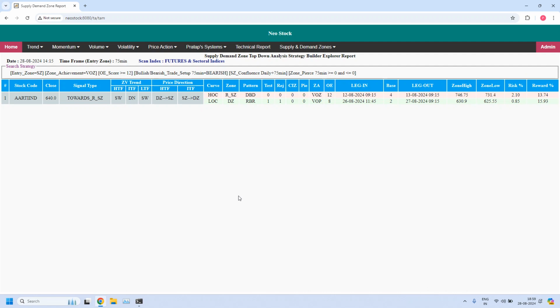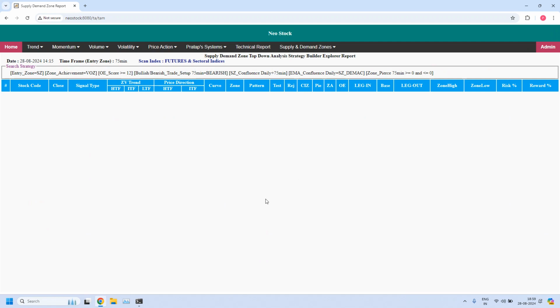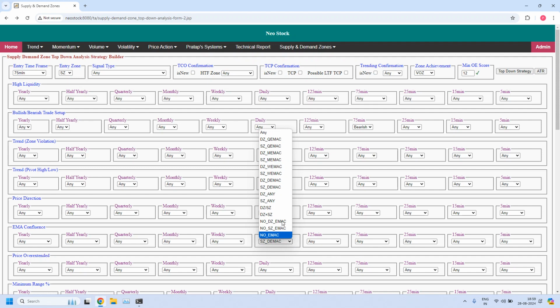Good. Now let's verify this zone is also having any EMA confluence. Daily EMA confluence, because ITF is daily. 75 is having confluence with daily. So daily EMA confluence. I am checking supply zone with daily EMA confluence. Daily supply zone with daily EMA confluence. No, it doesn't have any zone confluence. Fine. It's okay. Let's remove the filter.